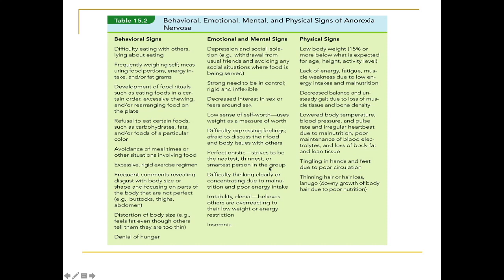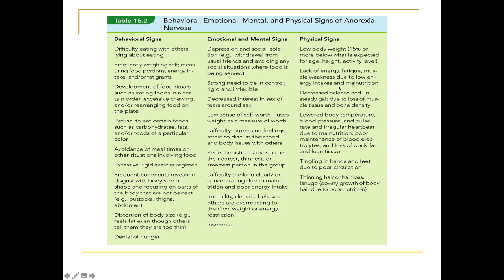You can have difficulty thinking clearly or concentrating due to malnutrition, general irritability or denial, as well as accusations that people are overreacting to their low weight. Anorexia can cause insomnia. And then there are the physical signs, where you're 15% below the expected body weight for your age, height, and activity level.